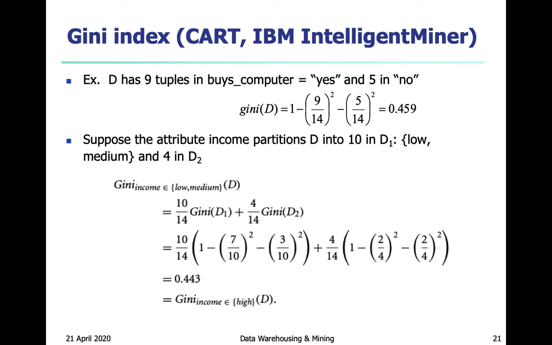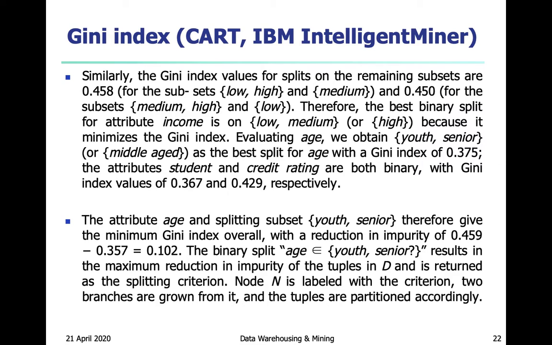So this is the Gini index of income belonging to low, medium. We'll find the Gini index of other subsets also. Similarly, the Gini index values for split on the remaining subsets are this for one subset, and 0.450 for the other. Therefore, the best binary split for the attribute income is on this one because it minimizes the Gini index.